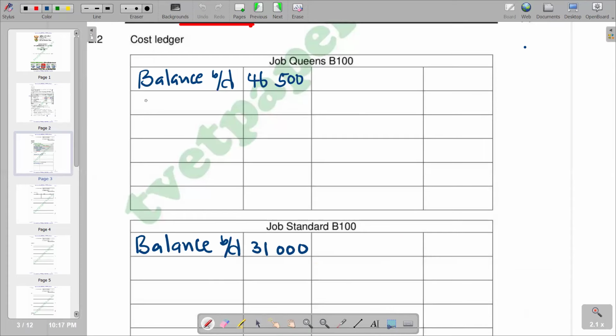So we come in, so we've got material control, and we've got 50,000 for Queens. And then for standard, we also have material control, which is 45,000.